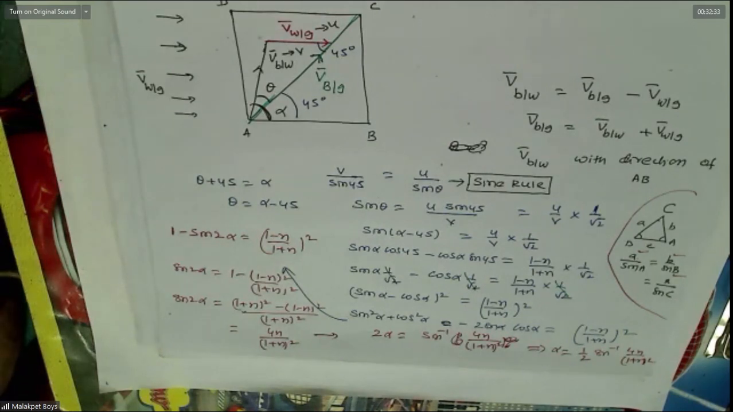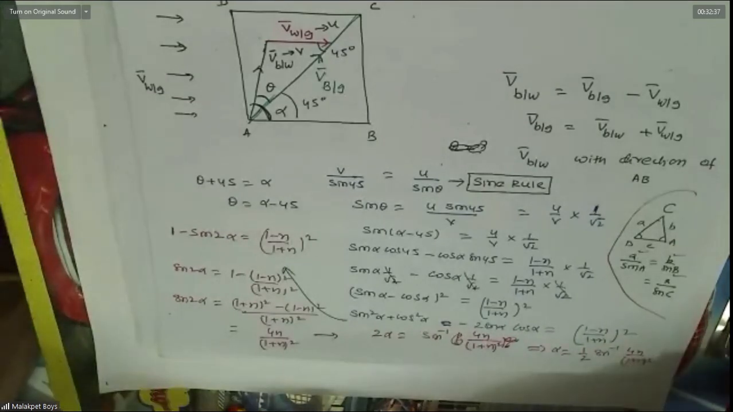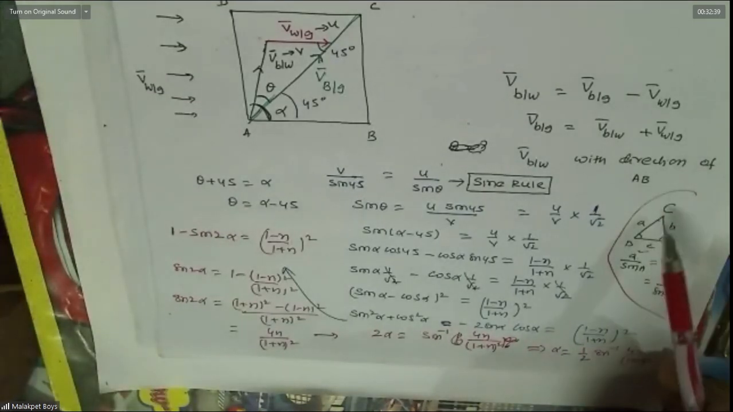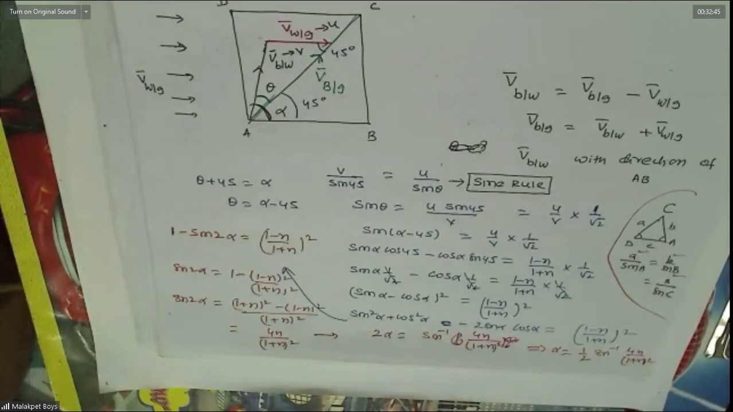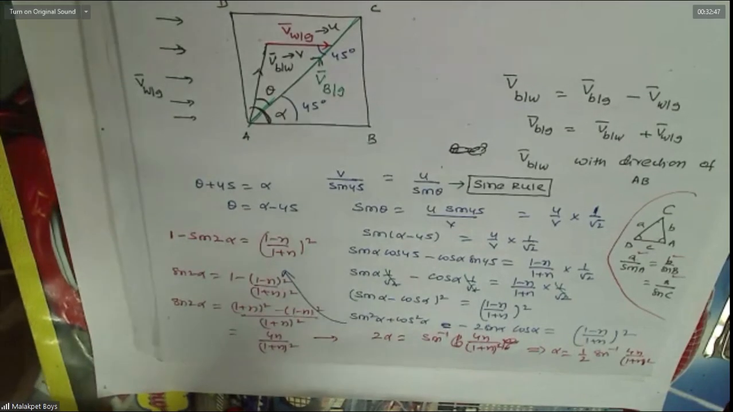The magnitude of a vector is the length of a line. Here A is the length of one side. So the magnitude of velocity can be represented by this side or this side. Understood this? Yes, sir.